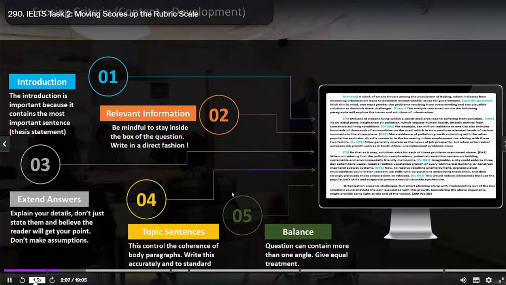Number 3, you must be able to extend your answers. You cannot serial list details. You have to be able to explain the detail. How does it support the topic sentence position? How does it support the overall thesis statement?